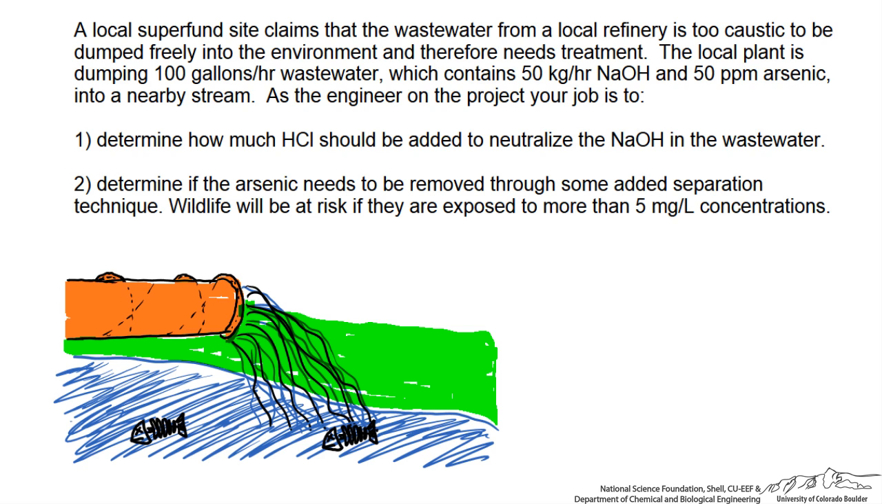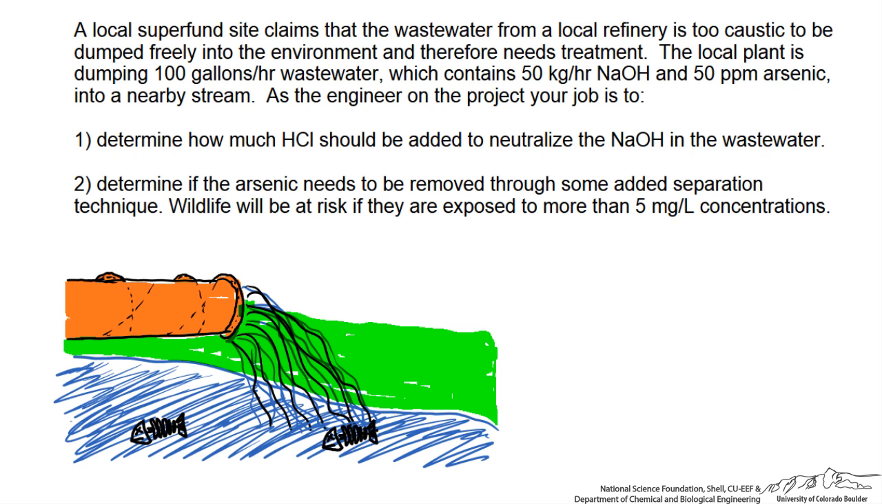Here's a brief example that focuses on calculating concentration of certain solutes in solution and also reports them in terms of parts per million. So here's the problem. We have a local Superfund site that claims that the water is too caustic. A local plant is dumping 100 gallons per hour of wastewater into this stream, and this wastewater contains 50 kilograms per hour of sodium hydroxide and 50 parts per million of arsenic.